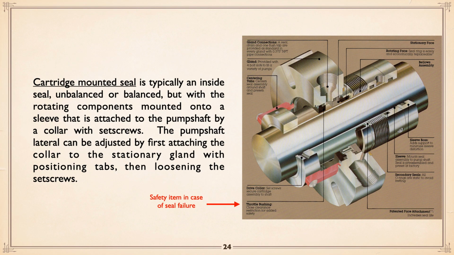Now, cartridge mechanical seals is typically an inside seal, balanced or unbalanced, but with the rotating components mounted onto a sleeve that is attached to the pump shaft by a collar with set screw. And you can see that at the outside there to your left. You can see where there's places for a set screw, okay? The advantage of doing that is on a vertical turbine pump where you have to, on occasion, adjust the impellers, which means moving the shaft up and down, and the mechanical seal would be destroyed, and I've seen it happen. Mechanical seal would be destroyed if it isn't separated from that action.